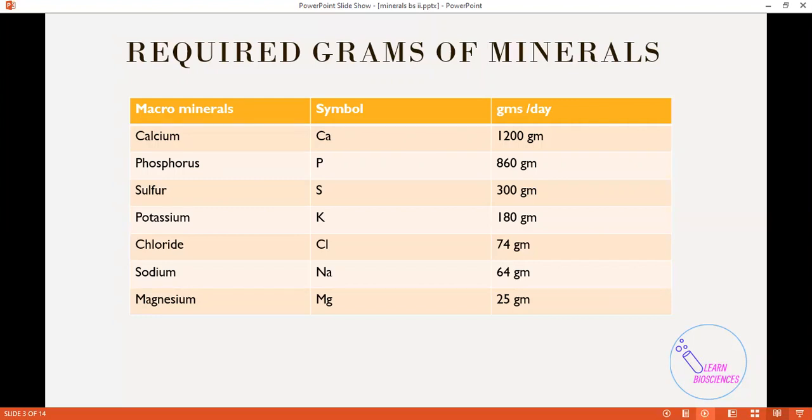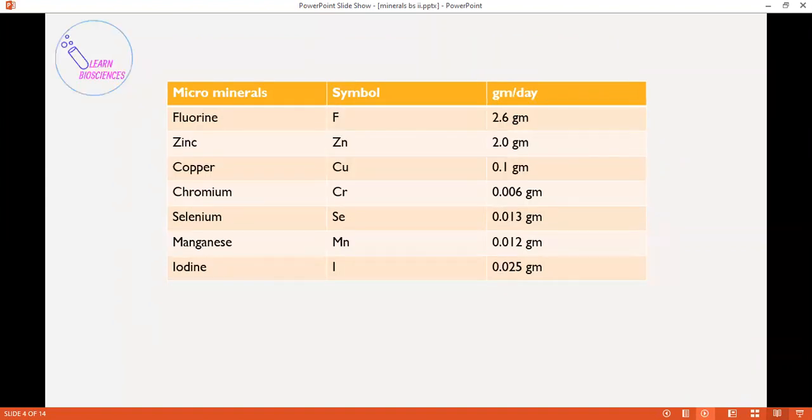These two elements are basically required for your bones. Yeah, the proper absorption of calcium is dependent upon the phosphorus as well. Sulfur, potassium, chloride, sodium, magnesium, these are all required for the electrolyte balance of your cell.